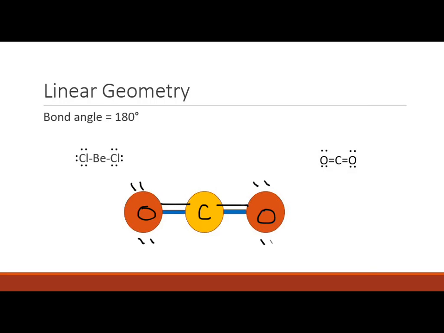All right, so again, it doesn't matter whether we have single or double bonds. All that we care about is that we have 2 groups of electrons. In this case, 2 double bonds that are on opposite sides of each other. Bond angle of 180 degrees.